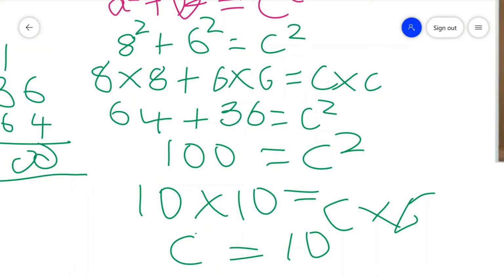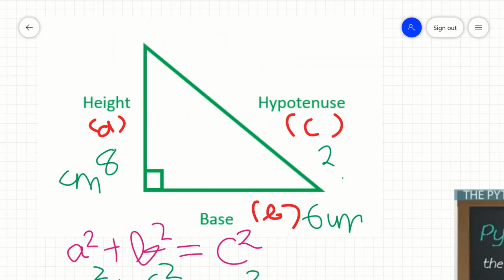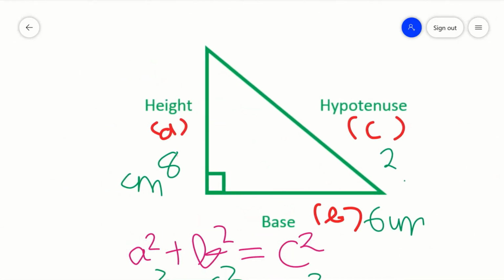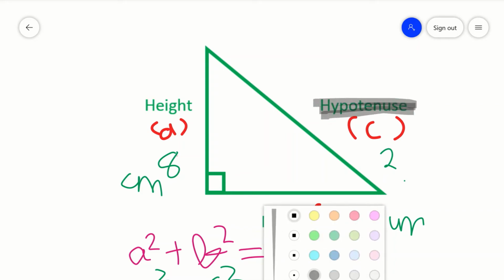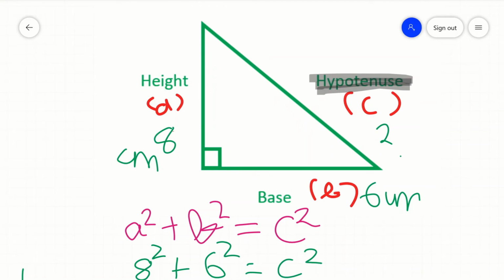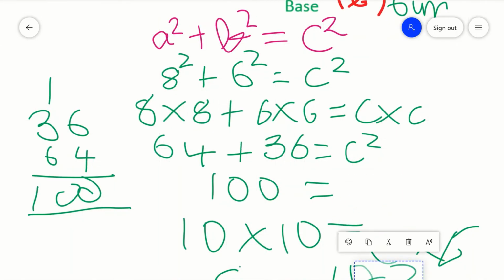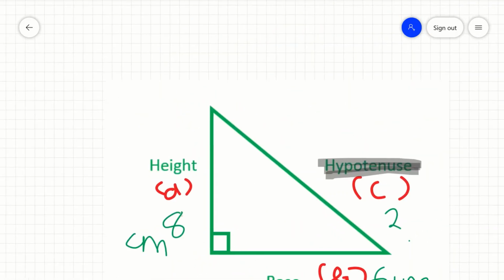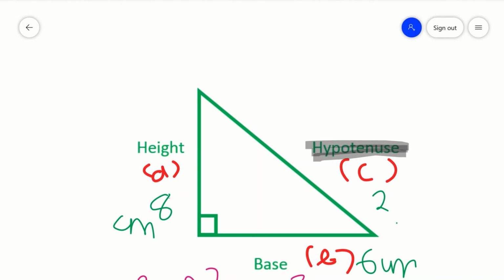So the length of the hypotenuse here will be, what did we get there? We got it as 10. So it's going to be 10 here. So the answer is 10.